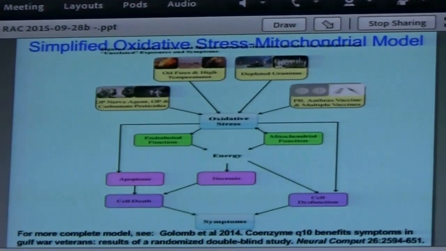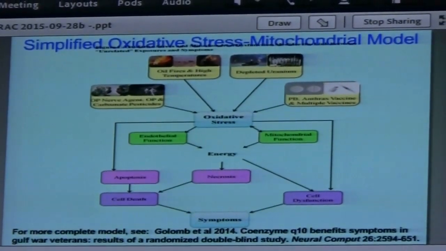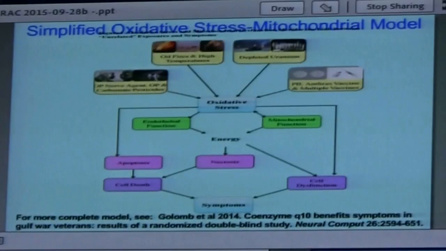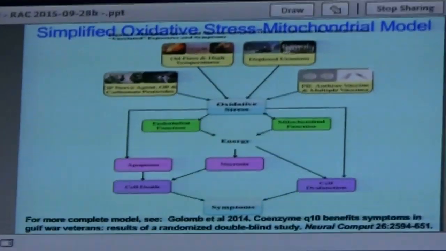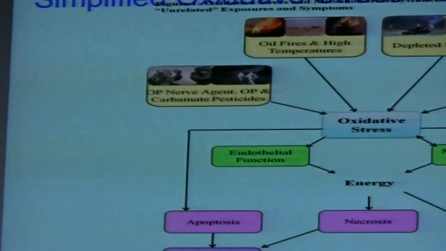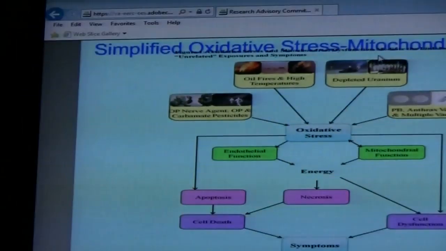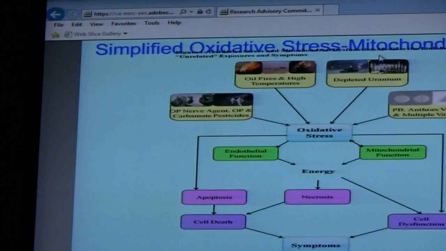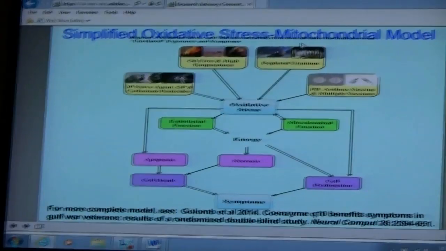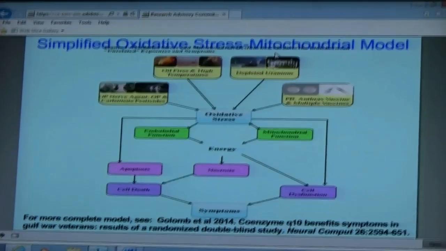Oxidative stress contributes to cell death by apoptosis. Impaired cell energy contributes to cell death by necrosis and sometimes apoptosis. And these together, as well as a number of other factors caused by oxidative stress and mitochondrial dysfunction, contribute to cell dysfunction, which then contributes to symptoms. A similar version of this model can be found in our Neural Computation paper.